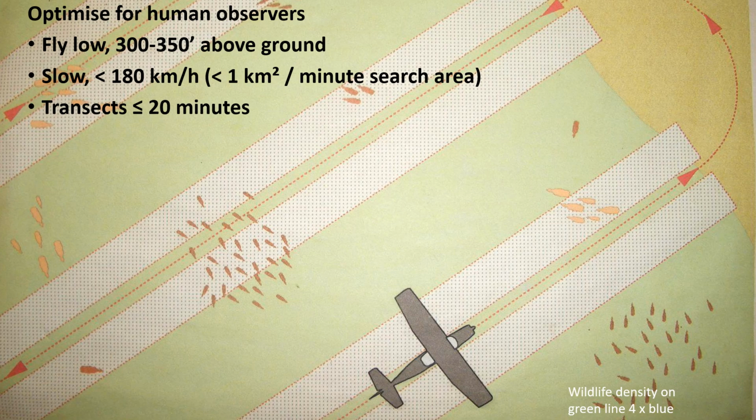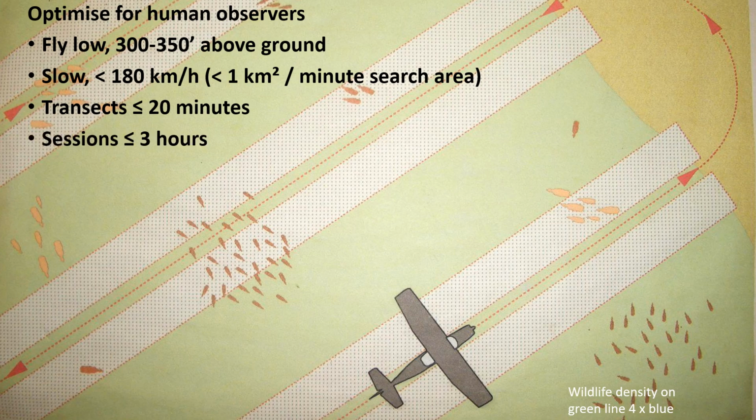Transects themselves should be no longer than 20 minutes because the human brain simply can't concentrate for longer than 20 minutes. At the 20-minute mark, we begin to think about other things, like how much our butts hurt or the tea break that's coming up. It becomes incredibly difficult to actually stay on target, as it were.